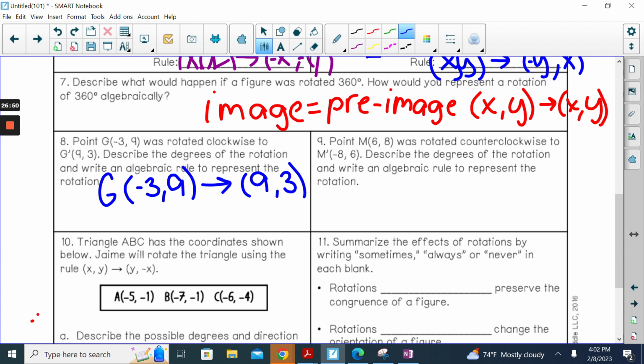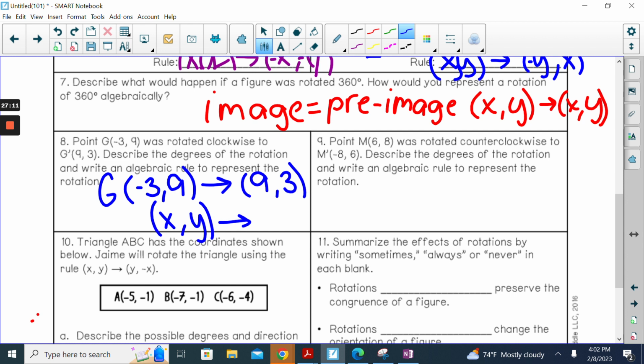Go ahead and come up with a rule to explain how negative 3 being x and 9 being y, what happened to them? Did they flip? Did the sign change? And how would we algebraically represent that rule? Pause it, take a minute, figure it out. Alright, so at this point you should go ahead and be checking.